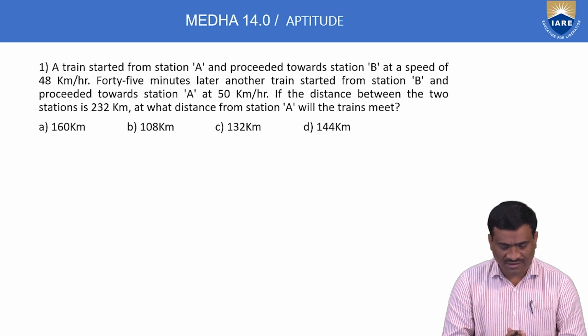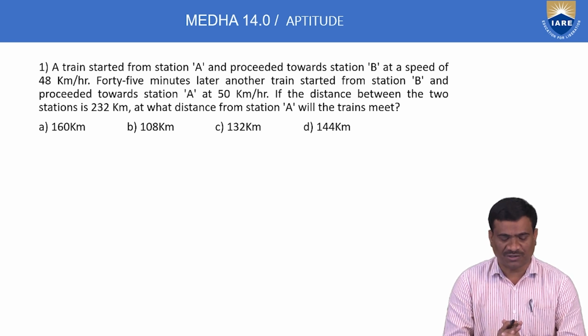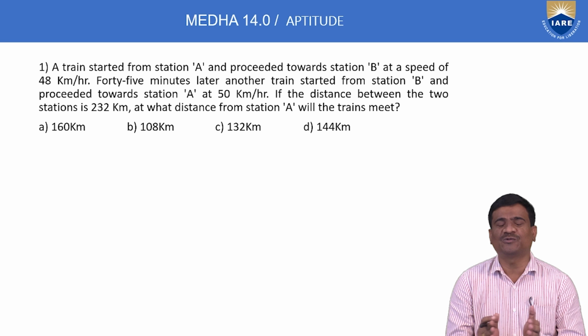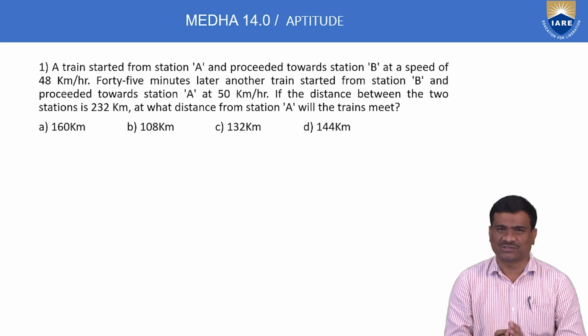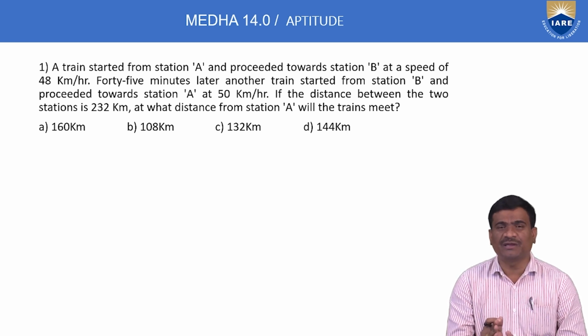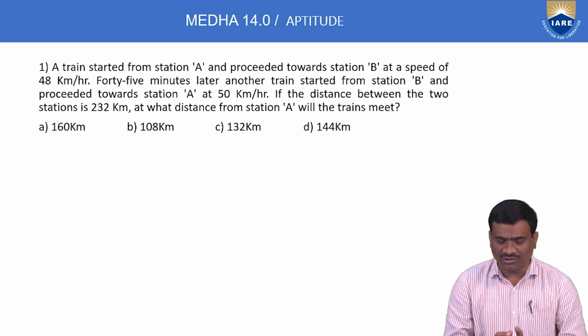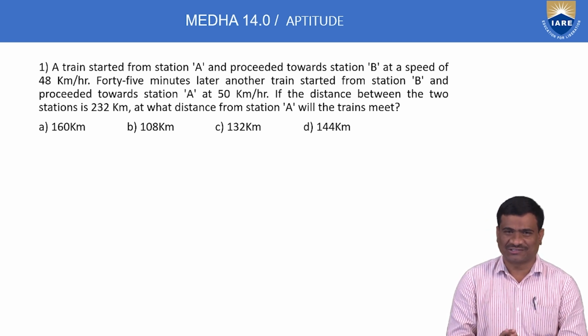First example: a train started from station A and proceeded towards station B at a speed of 48 km per hour. 45 minutes later, another train leaves station B towards station A. A and B are moving in the opposite direction. The relative speed is equal to S1 plus S2. The second train's speed is 50 km per hour and the total distance is 232. Then calculate the distance from station A up to the meeting point.